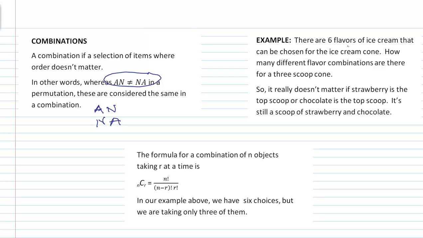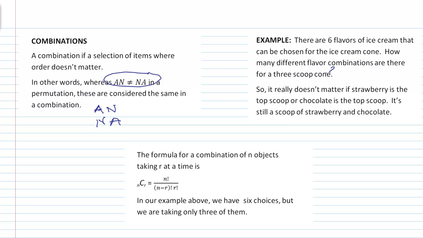So we can go back to the ice cream example. If you have 6 flavors of ice cream that can be chosen for an ice cream cone, how many different flavor combinations are there for a 3-scoop cone? Now, it doesn't really matter which scoop goes on the top, in the middle, or on the bottom in this case. If you go up and you order strawberry, chocolate, and vanilla, they may come back chocolate, vanilla, strawberry, chocolate, strawberry, vanilla, vanilla, strawberry, chocolate, lots of different ways, but really that ice cream cone would be the same. It doesn't really matter what order they're in.